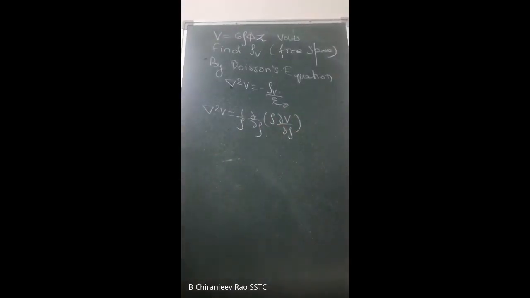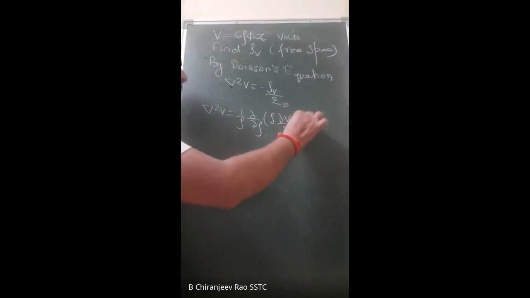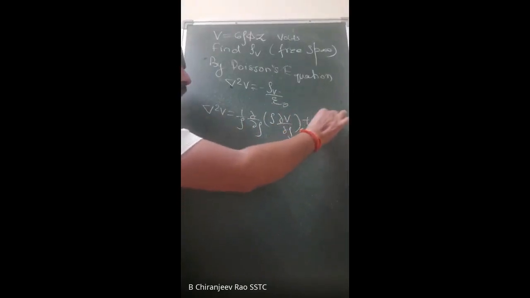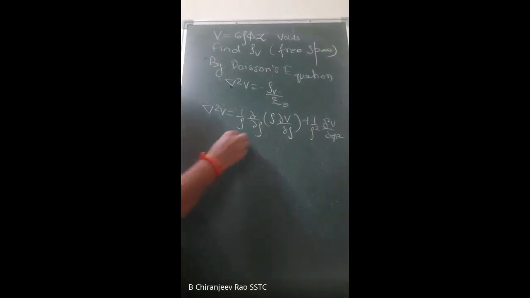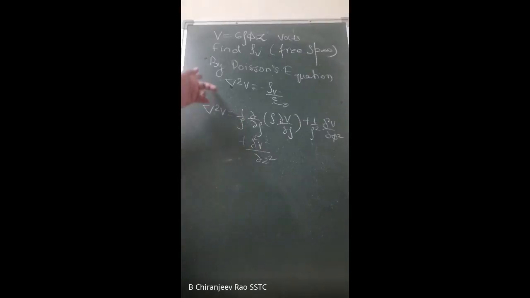Okay. Then plus 1 upon rho square del square V by del phi square, plus del square V by del z square. Okay, so this is the equation for rho V. So you have to remember this formula for each coordinate system.